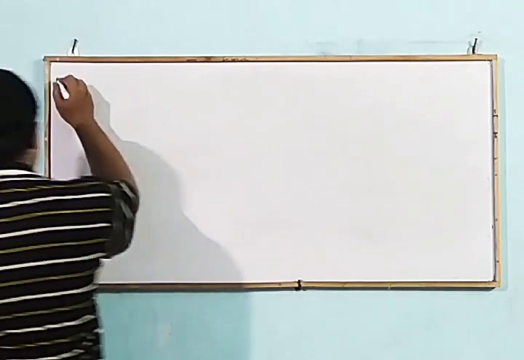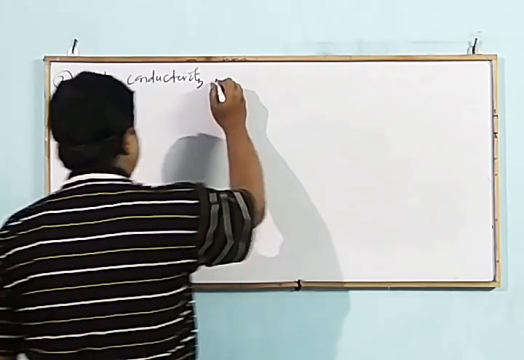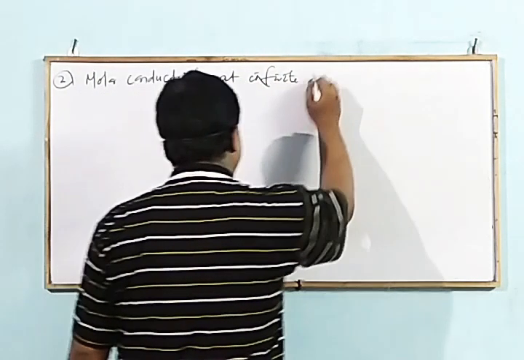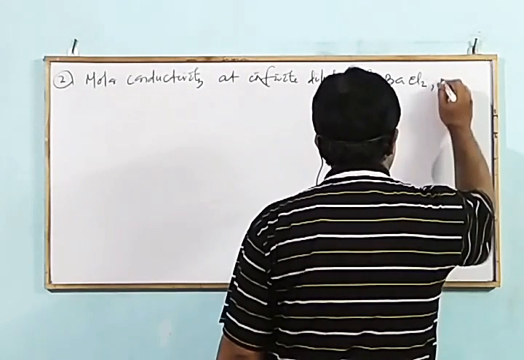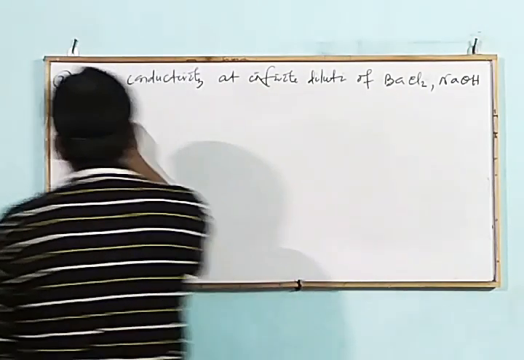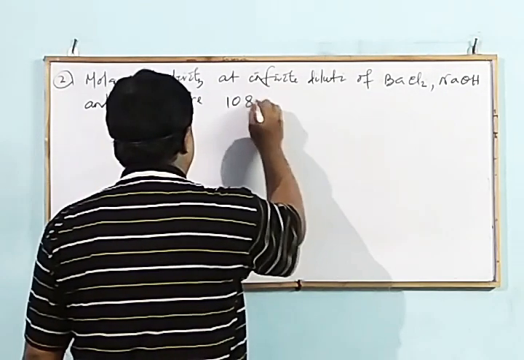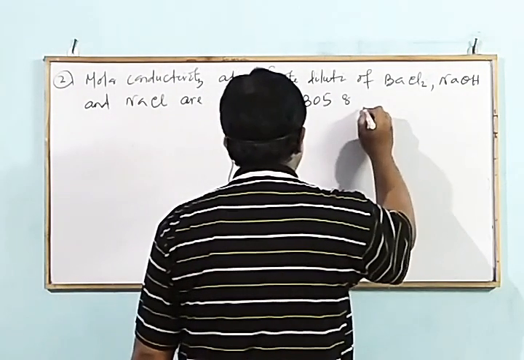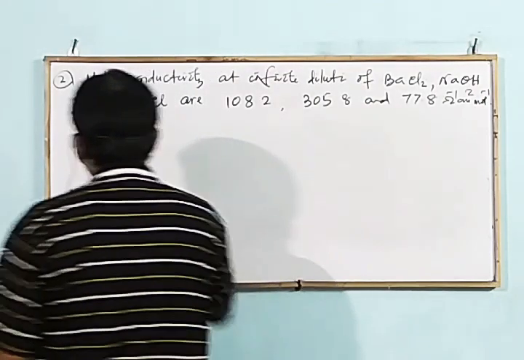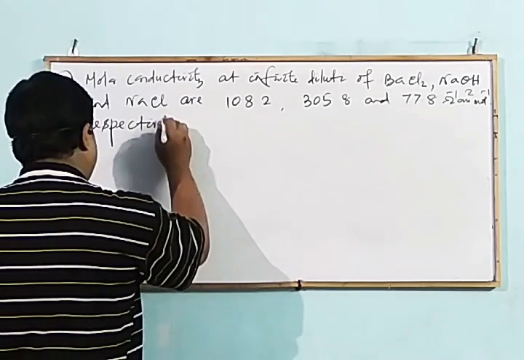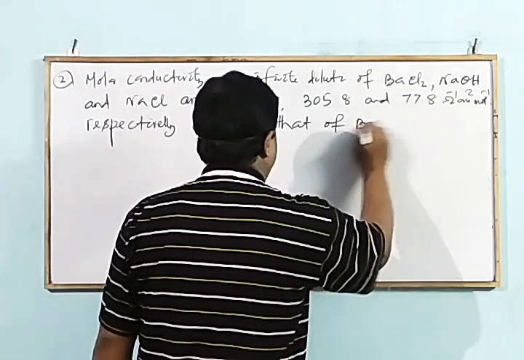Next question is question number 2. Molar conductivity at infinite dilution of barium chloride, sodium hydroxide, and sodium chloride are 108.2, 305.8 and 77.8 ohm inverse cm square mole inverse respectively. Calculate that of barium hydroxide.